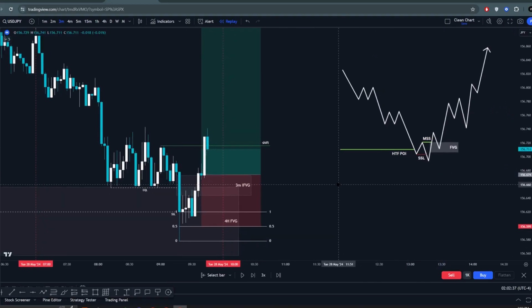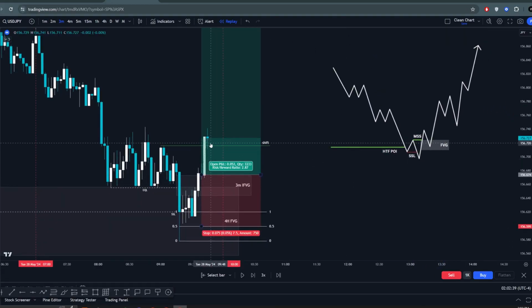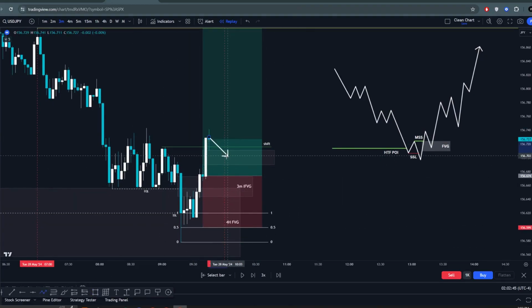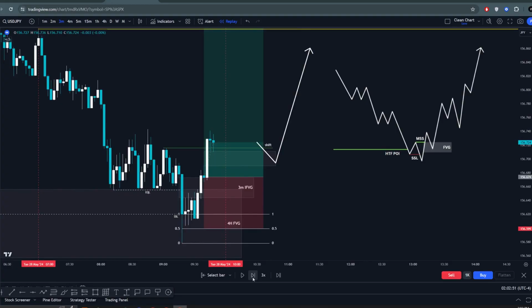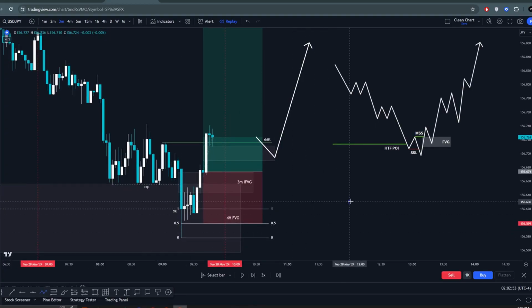Now, let's try to see more price action. Alright, so price closed above. We have here a fair value gap. Let's see if the price will return into this fair value gap and then continue going higher. And as we can see, we have here a retracement into this fair value gap right here. You can enter right here.